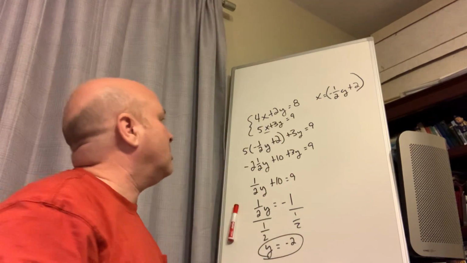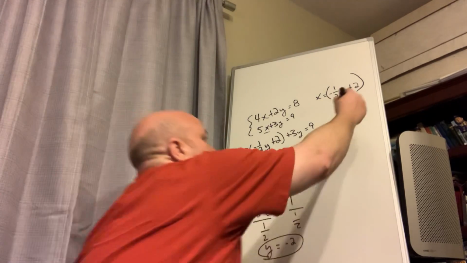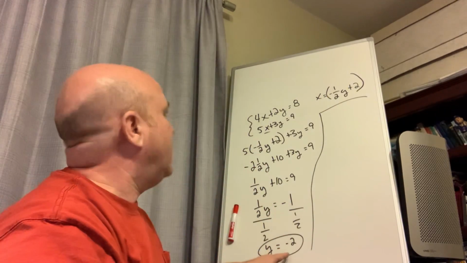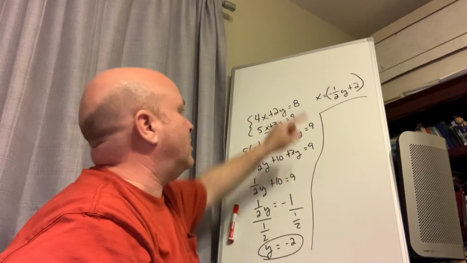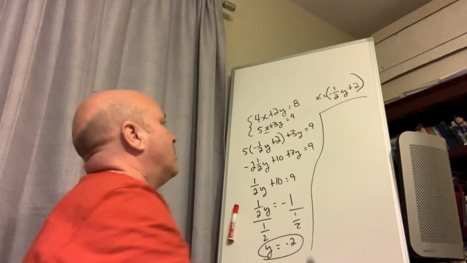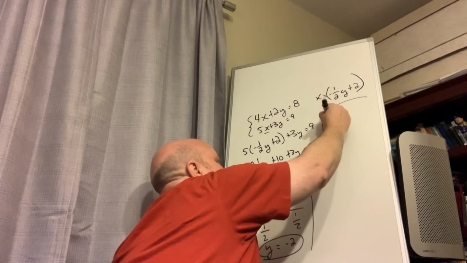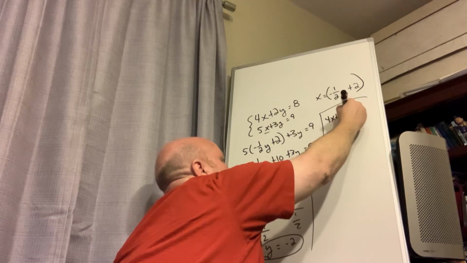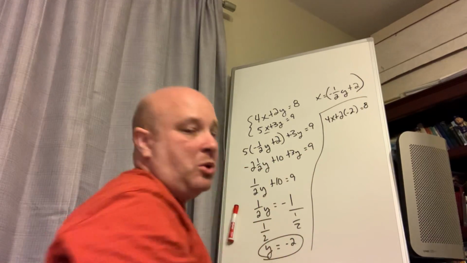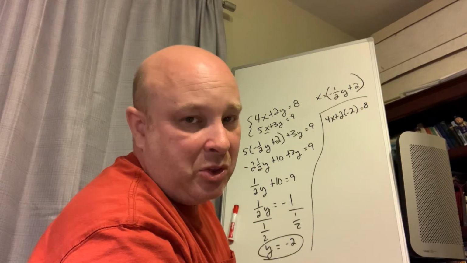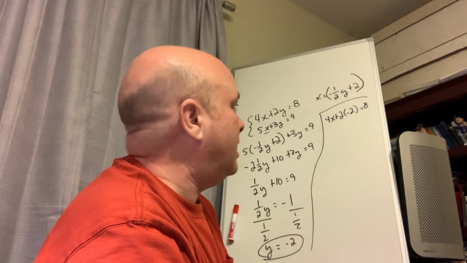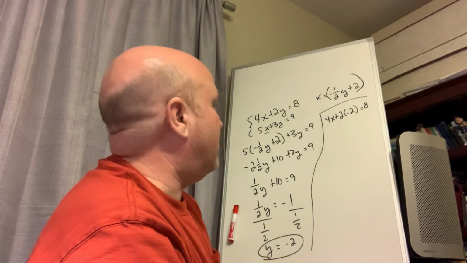I'm going to go back up here, and I'm going to take a little space here. I'm going to take my negative 2, and I'm going to put it in up here instead of y, because I know what y is now. It's a negative 2. I'm going to say that 4x plus 2 times negative 2 equals 8. Notice again, because I've substituted, I don't have a two-variable equation. All I have to deal with now is just an x. There are no y's.